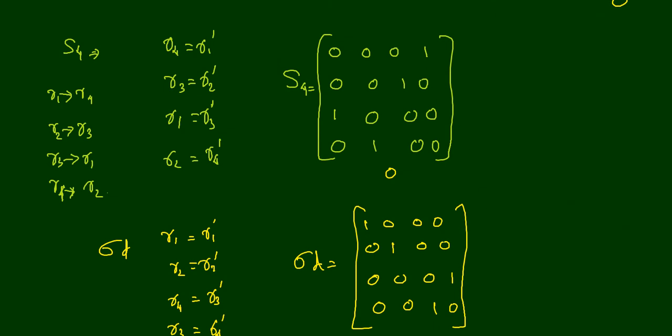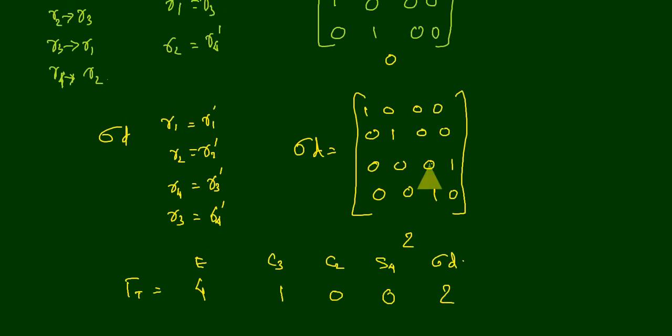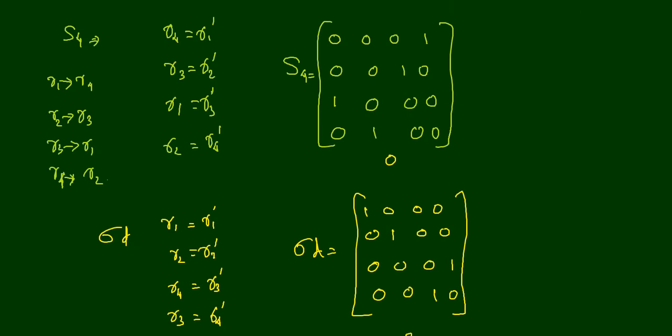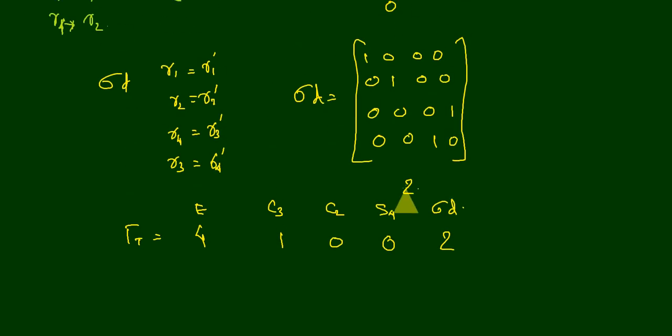Okay. And here now sigma d. Sigma d is a plane containing two vectors. In this case, we took the plane so that R1 and R2 are in the sigma d plane itself. Therefore, R1 and R2 will not change their position. The other two vectors will change their position. R3 and R4 were changing their position. Since two vectors were changing their position, the total character is 2.